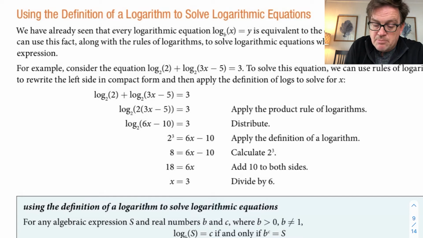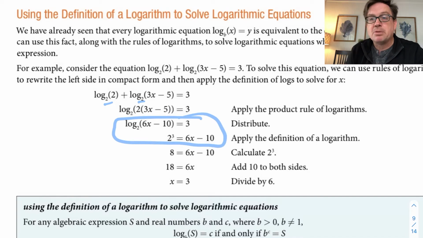As long as they have the same base, and in this case they're both base 2, the sum of two logarithms is equal to the logarithm of the product of the terms. So that's the logarithm of 2 times 3x minus 5, which is 3. And then they simplify the inside, and from here to here, they're just applying the transformation from a logarithm form to an exponential form. Both sides have base of 2, so the base to the third power is equal to 6x minus 10. And 2 to the third power, we know that's 8. And so we get 8 equals 6x minus 10, and we can solve.